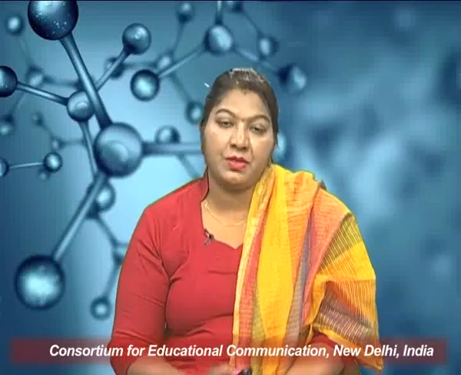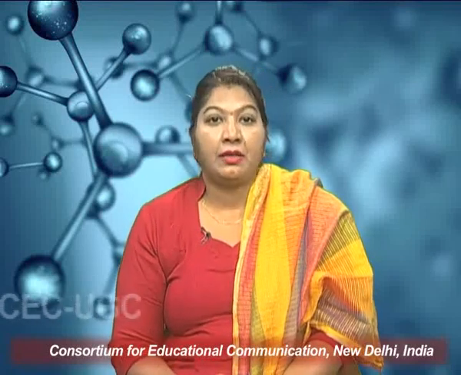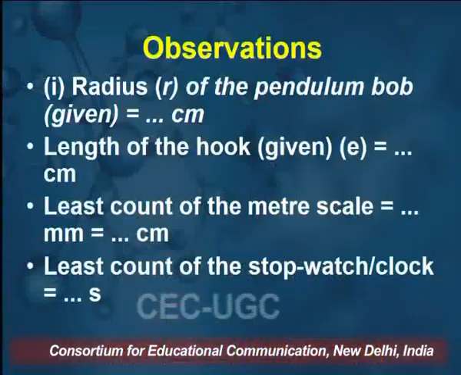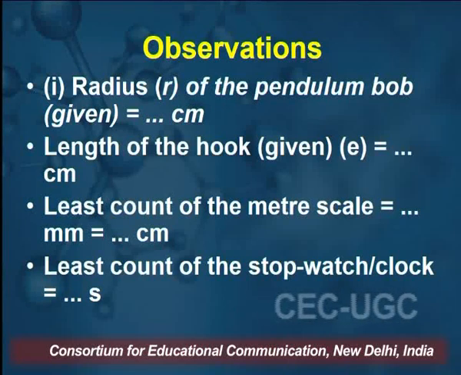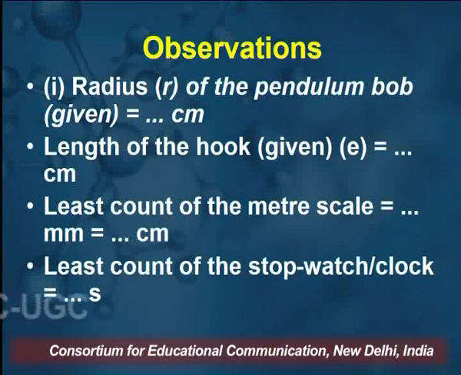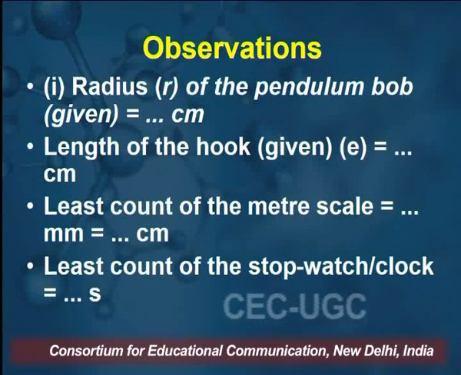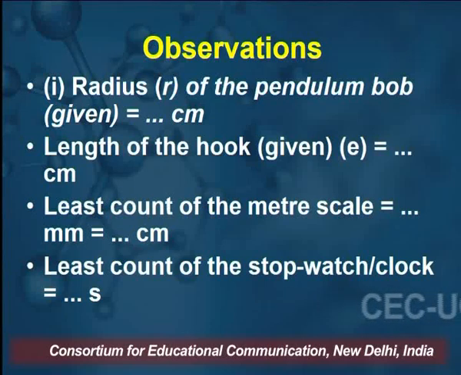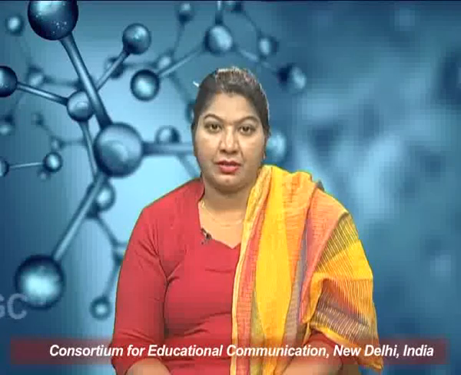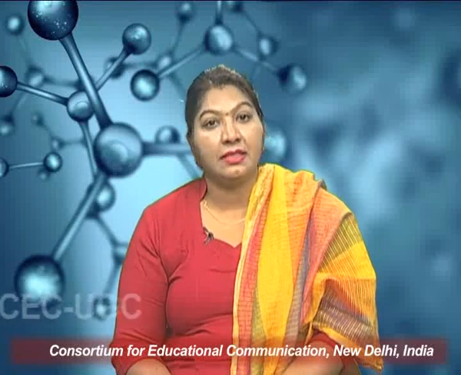Now what observations can we take? We will find out the radius of the pendulum bob, that is given, and that we can also measure with the vernier caliper, that is also given. The length of the hook is given. Least count of the meter scale, least count of the stopwatch. First we take these observations, after that we take the readings.